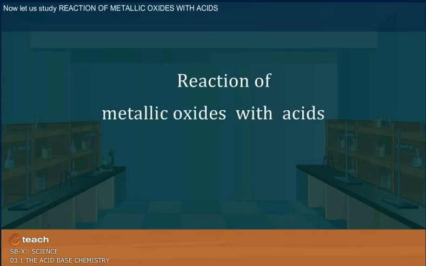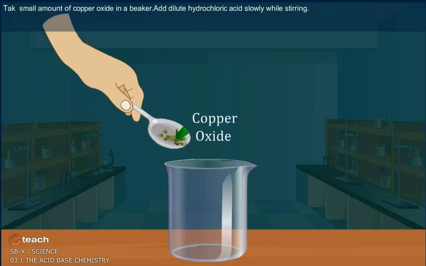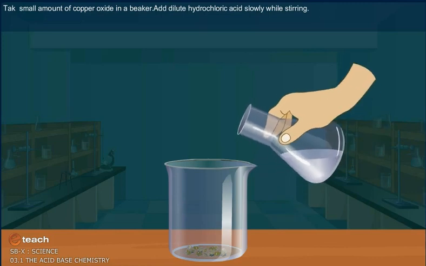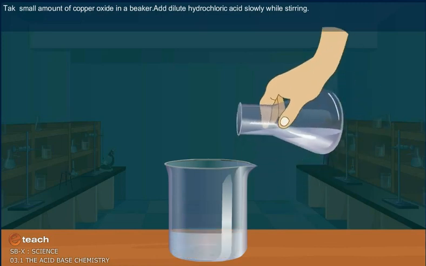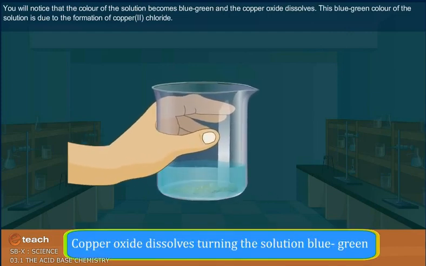Now let us study the reaction of metallic oxides with acids. Take a small amount of copper oxide in a beaker. Add dilute hydrochloric acid slowly while stirring. You will notice that the color of the solution becomes blue-green and copper oxide dissolves. This blue-green color of the solution is due to formation of copper-2 chloride.